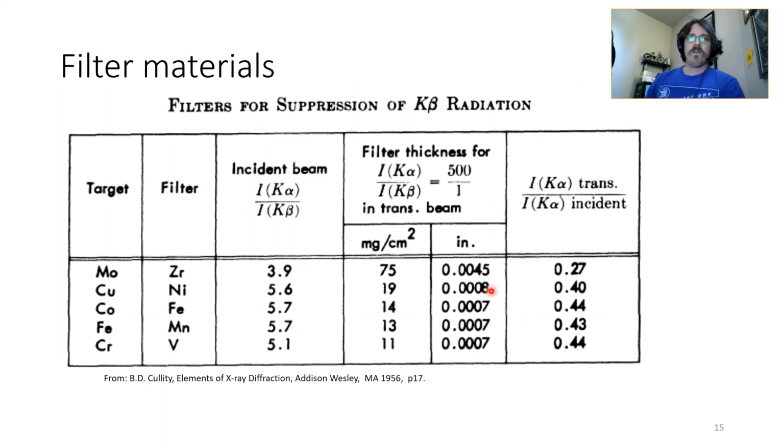Here are different filter materials, and all these materials have the absorption edge lying between the K-alpha and K-beta of your target. So for molybdenum, zirconium is a good filter. For copper, we've talked extensively about nickel. For cobalt, iron is a good filter. For iron, manganese is a good filter, and for chromium, vanadium is a good filter.